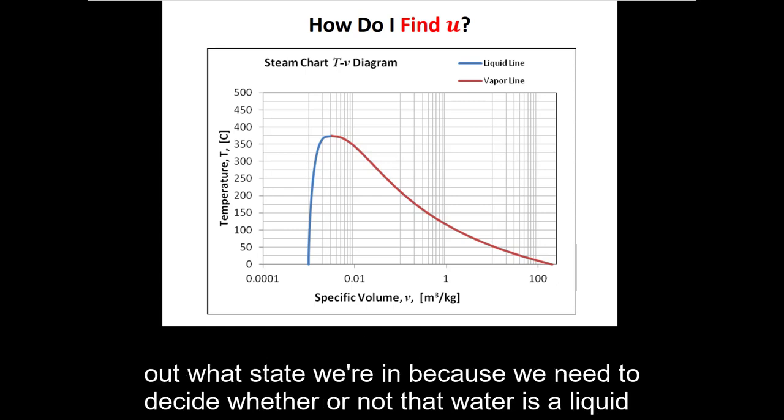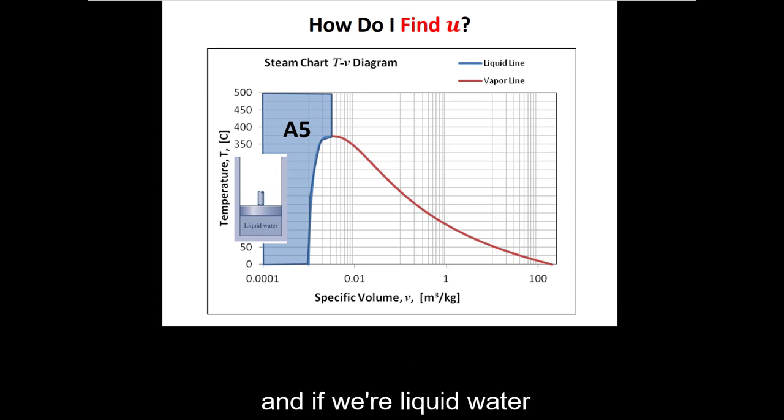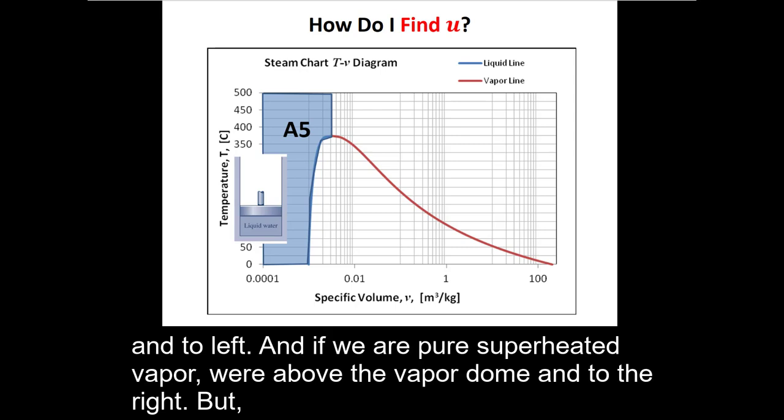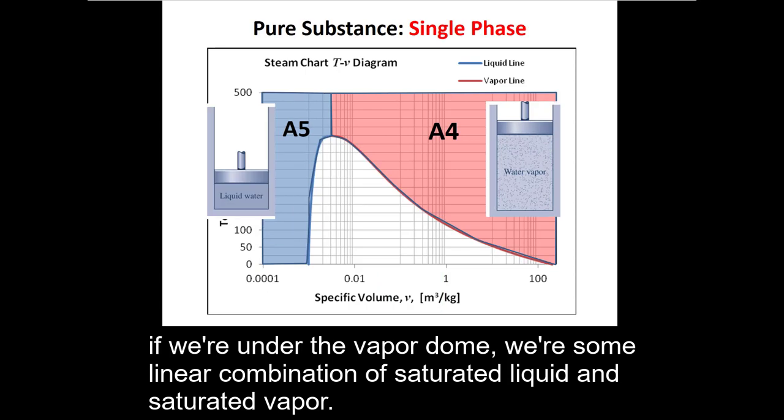So in this class, we talked about when we're dealing with water, it's important to be able to draw out what state we're in because we need to decide whether or not that water is a liquid, a vapor, or some combination of the two. So we draw this vapor dome on a TV diagram. And if we're liquid water, we're above the vapor dome and to the left. And if we are pure superheated vapor, we're above the vapor dome and to the right. But if we're under the vapor dome, we're some linear combination of saturated liquid and saturated vapor.